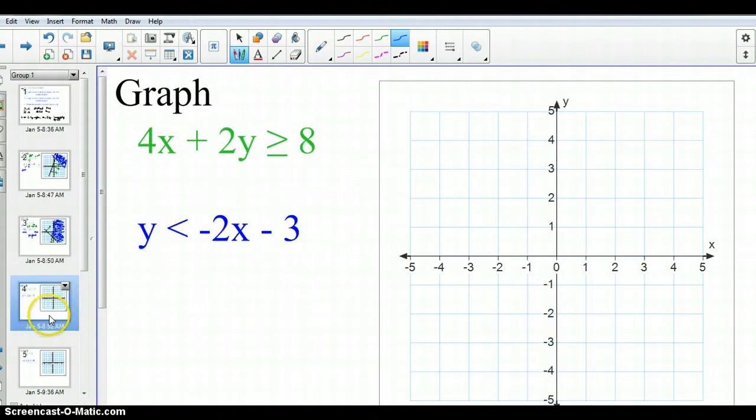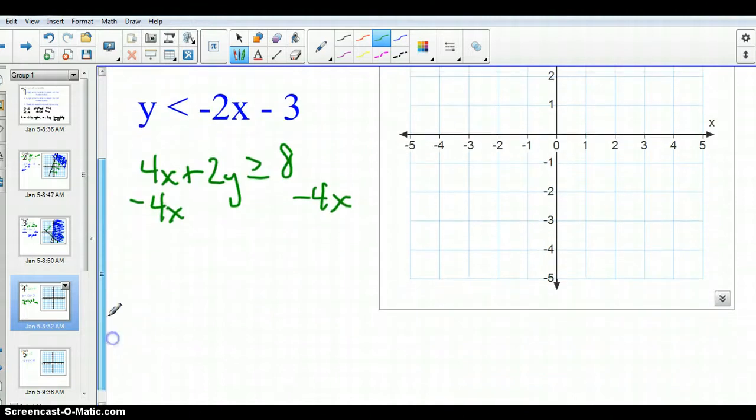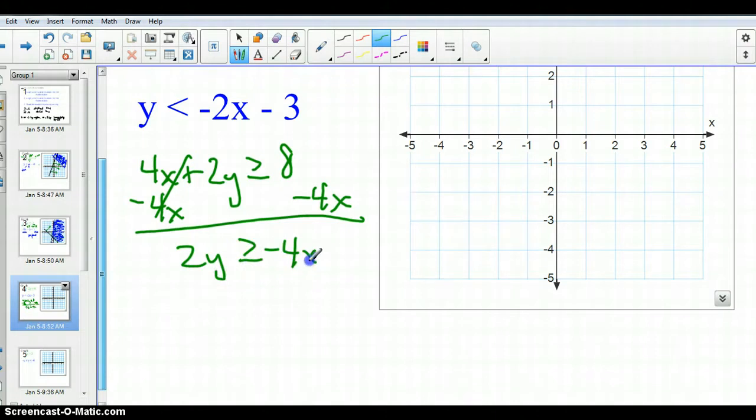If we're looking at the next one, I can get this one in slope-intercept form. 4x plus 2y greater than or equal to 8. So I subtract 4x from both sides. So I have 2y greater than or equal to -4x plus 8. Now I have to get the y all by itself, so I divide by 2.